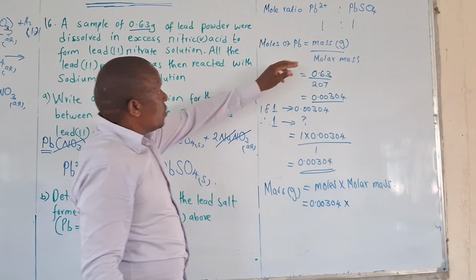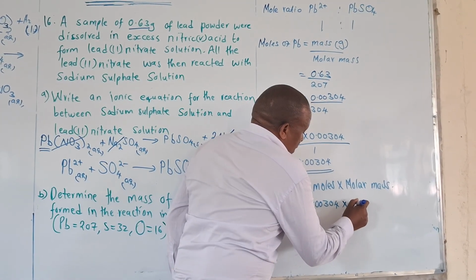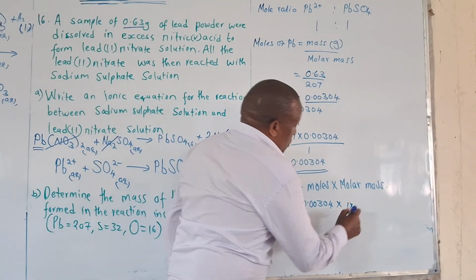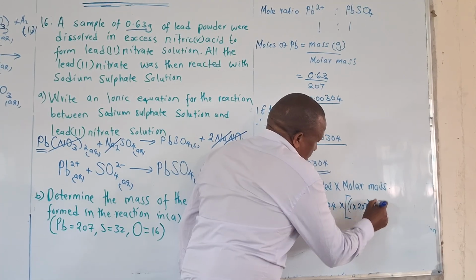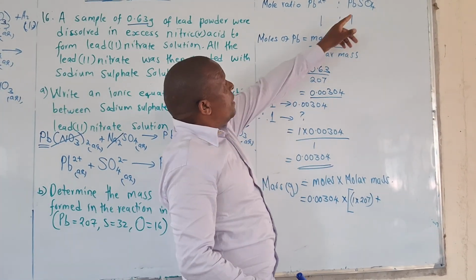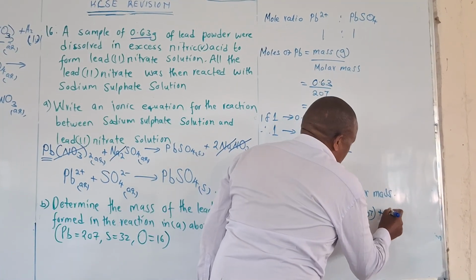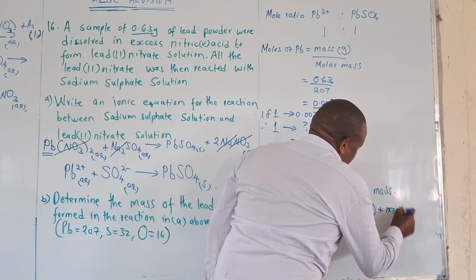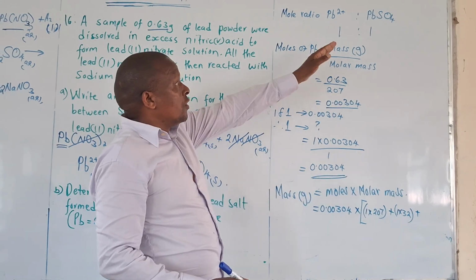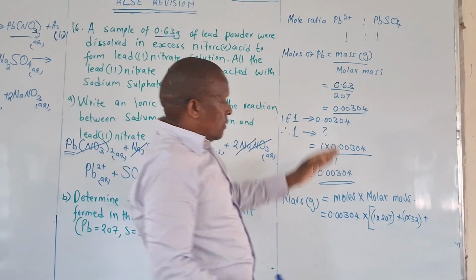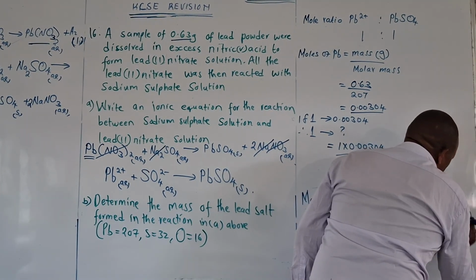How many atoms of lead do you see here? 1. Okay? Times the relative atomic mass of lead, which is what? 207. We add, how many atoms of sulfur do you see? Only 1. Times the relative atomic mass of sulfur, which is 32. We add, finally, how many atoms of oxygen? 4. Very good. Times the relative atomic mass of oxygen, which is 16.